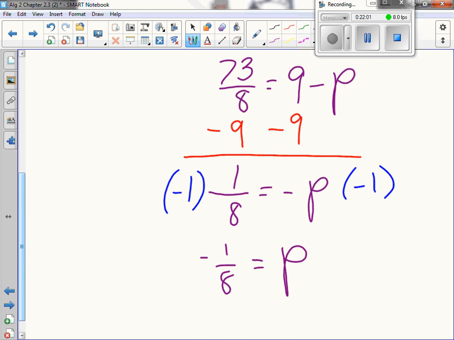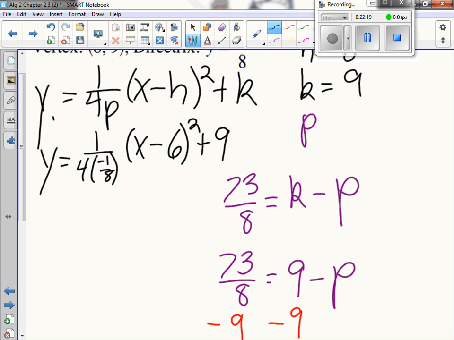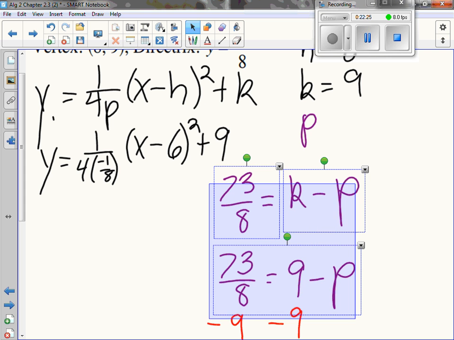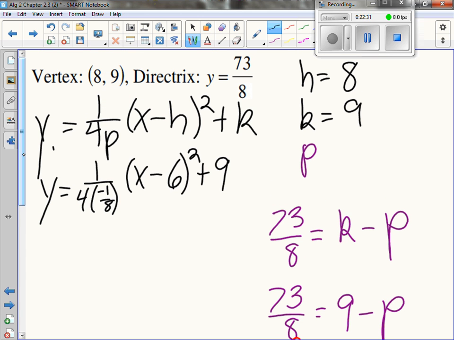So what we do next is we plug it in to our general equation. So we get y equals 1/4 times -1/8 times x minus h is 6 plus 9. Is that it? How did you get 6? 8. I should have cursored all the way to the top. Thank you. I don't know where I got 6 from.